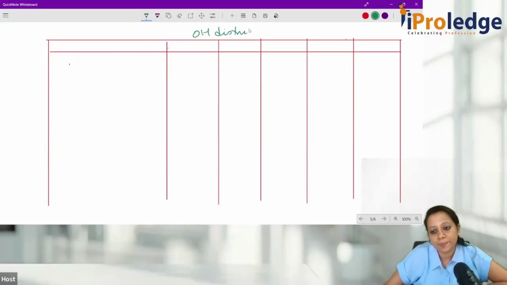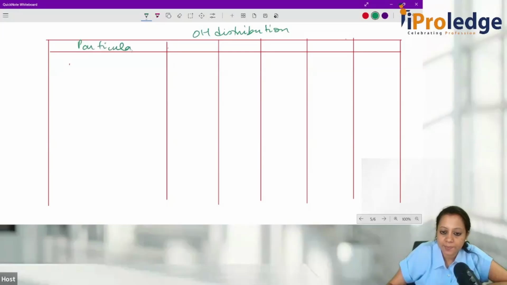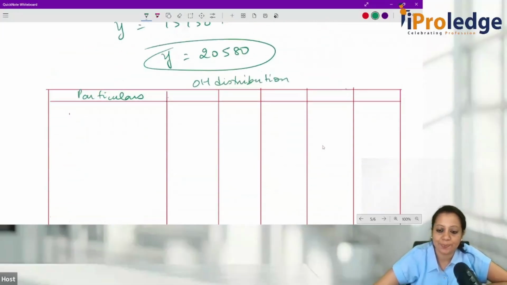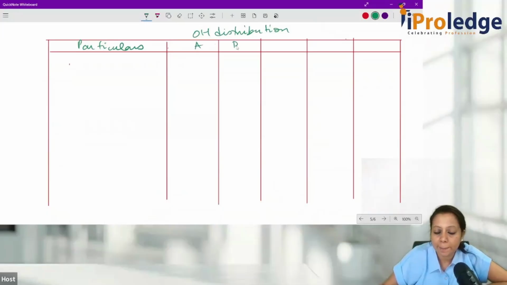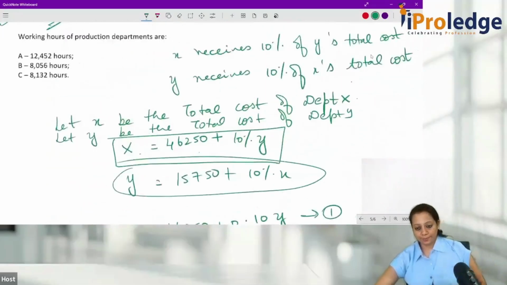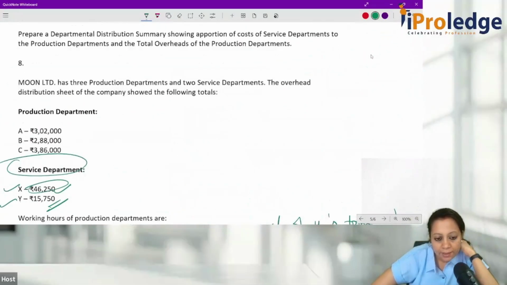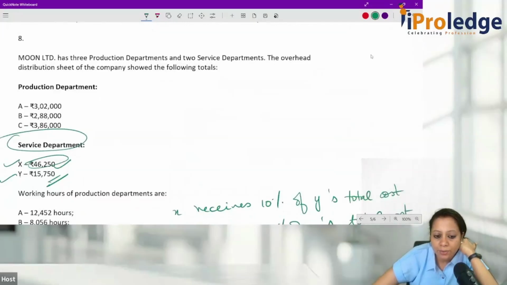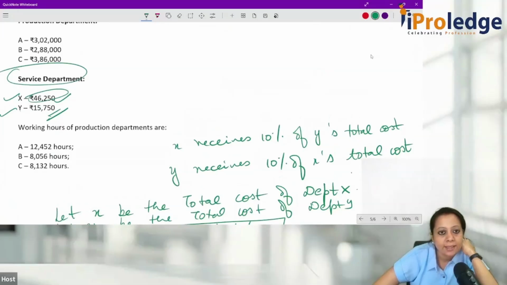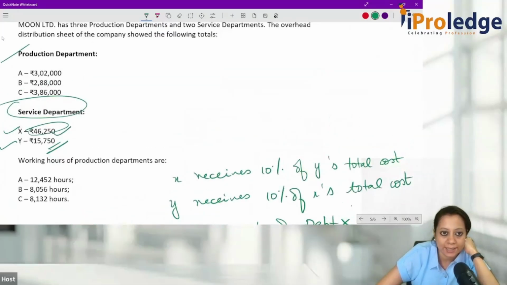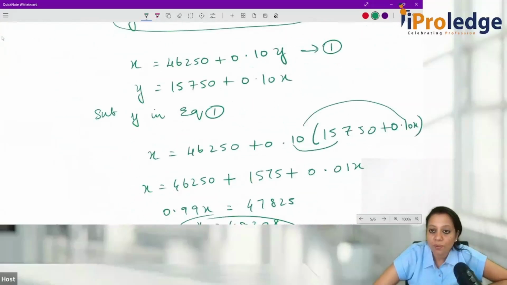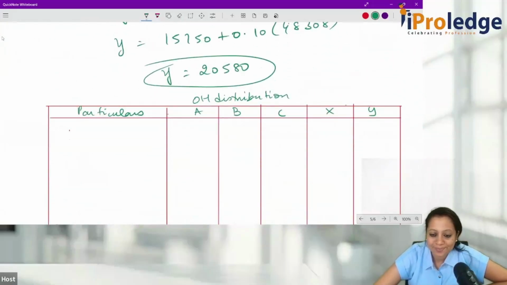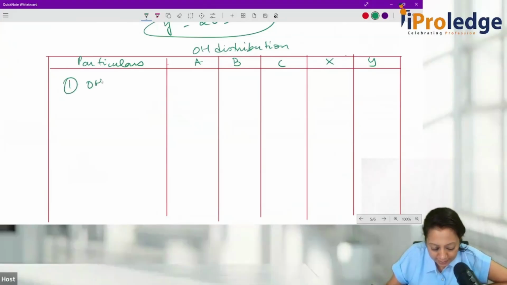Overhead distribution. Particulars. What are the production departments called? ABC. Okay, A, B, and C, and X, Y. All right. So now the initial amounts are what? 3,02,000, 2,88,000, and 3,86,000 given in the question. So I will first take this, and we will call it overhead allocated.